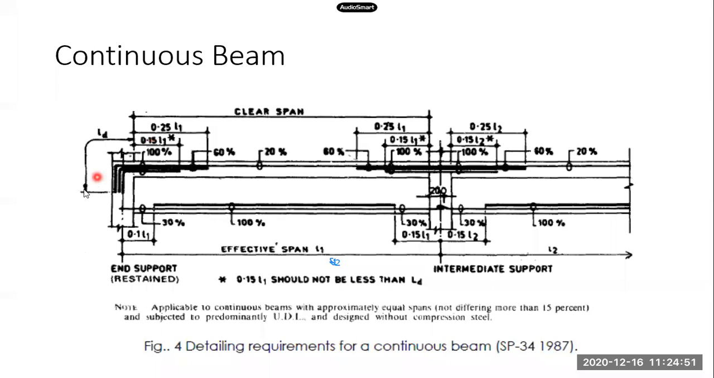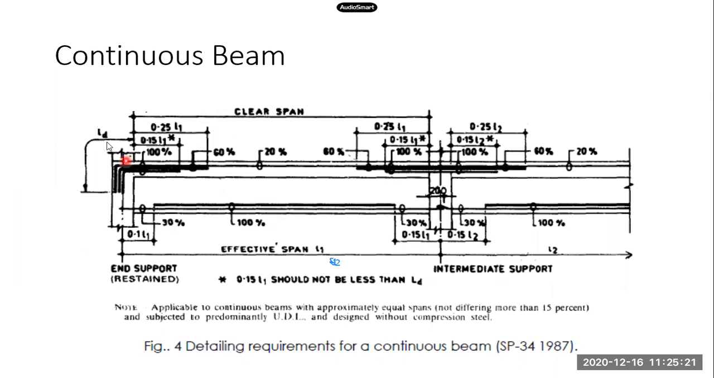Top main reinforcement: 100% of the main reinforcement is required at the support. As you move away from the support, you can go for curtailment. That is what is shown over here. Whereas at the bottom of the beam, 100% of the beam steel is required at the mid span. As you move towards the support, you can go for curtailment. That is due to the changing moment.